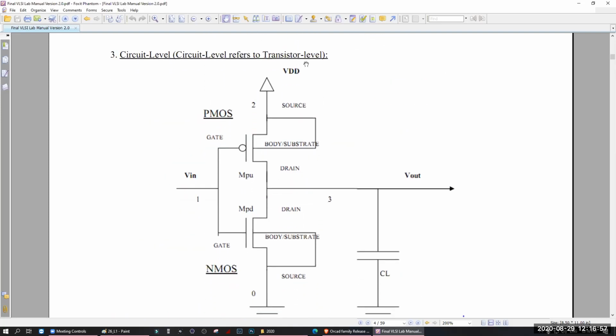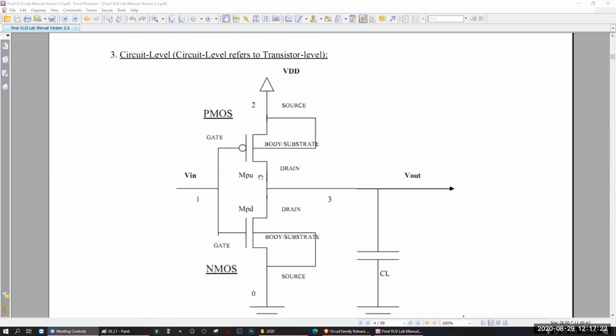Circuit level means transistor level, not simplified. Here, the only difference is you have a body. That body is connected to what? The body is connected to source. Okay? Body is always connected to source. If you indicate that, that becomes the circuit level diagram.